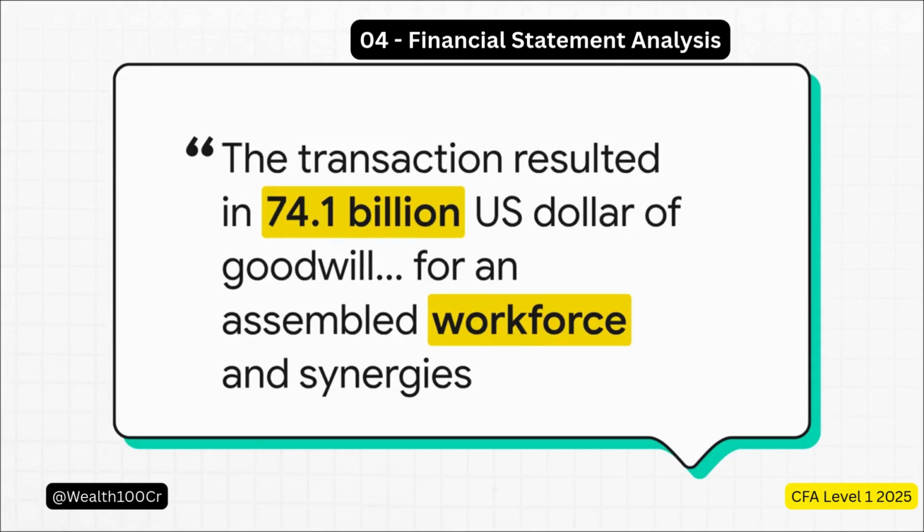When AB InBev got SAB Miller, they recorded a staggering $74 billion in goodwill. I mean, that's just a huge number. So why so much? Well, as their own report says, they were paying for the assembled workforce and synergies, incredibly valuable things that just don't have a price tag on their own.